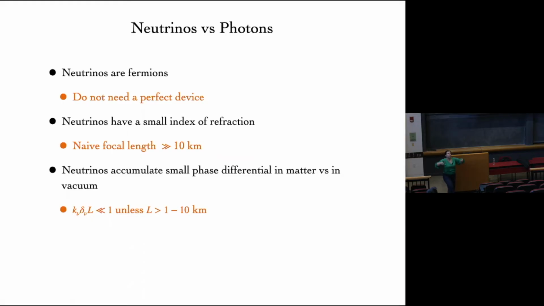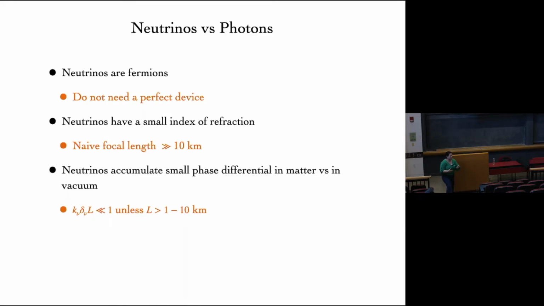So the differential phase for photons, because n is order 1 most of the time, it doesn't take a large distance inside material for the photons to acquire a different phase between outside and inside. For neutrinos, this phase differential is usually very small, unless you have more than order a few kilometers of dense matter to go through.